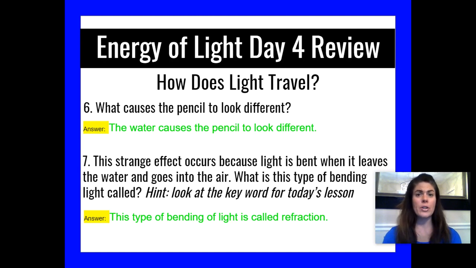The simple answer is the water caused the pencil to look different. Because when you think about the 2 cups, the difference between the 2 cups was that 1 cup had water and 1 did not, and that the pencil in the cup of water looked different than the pencil in the cup without water. Number 7 says this strange effect occurs because light is bent when it leaves the water and goes into the air. What is this type of bending light called? And the answer is this type of bending of light is called refraction.